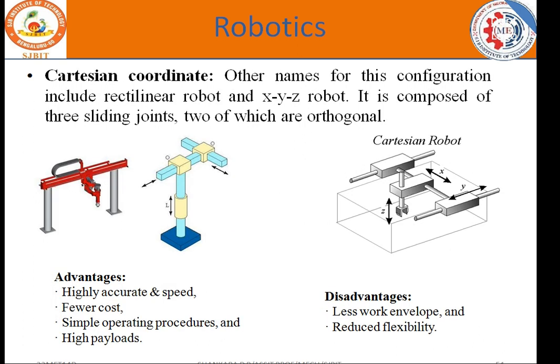If it is a Cartesian robot, it has XYZ motion. It is composed of 3 sliding joints, 2 of which are orthogonal. Here in the Cartesian robot you can see the different axes. It is highly accurate and fast, cost is less, operating procedure is simple, and payloads are high. Less work volume and reduced flexibility are the disadvantages.